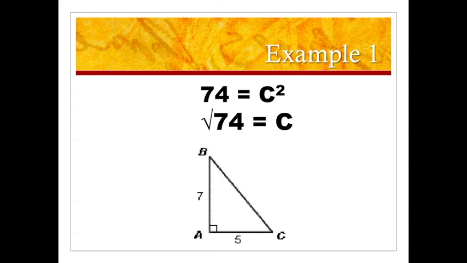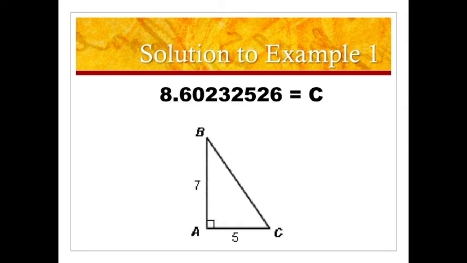To find the measure of BC, we must take the positive square root of both sides. The square root of c squared is c, and the square root of 74 is 8.60232526, which is rounded to 8.6.